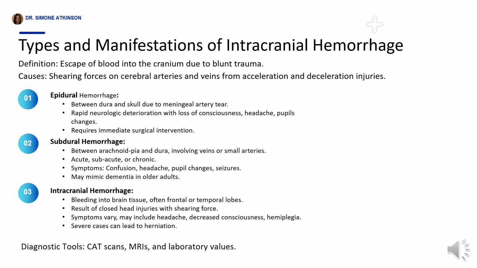Diagnostic and laboratory tests used for all intracranial hemorrhages include CAT scans and MRIs, along with laboratory values that will help to provide some baseline client data. So these tools aid us in identifying and evaluating the extent of the hemorrhage.